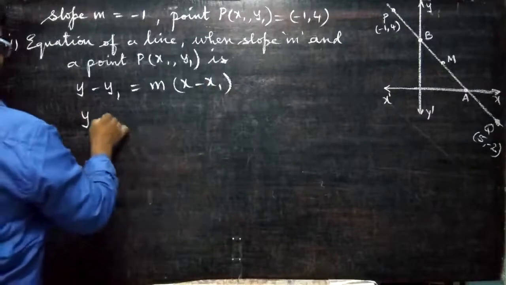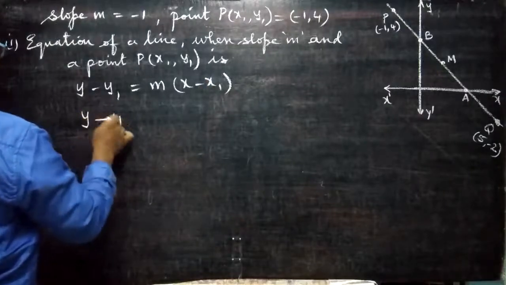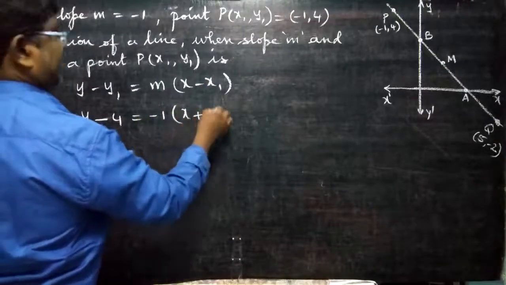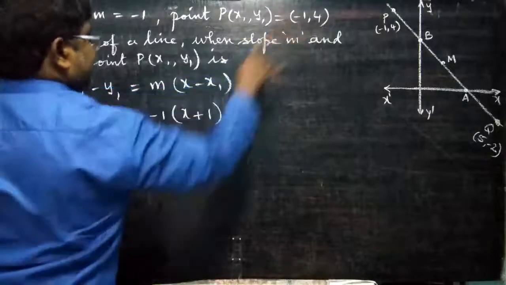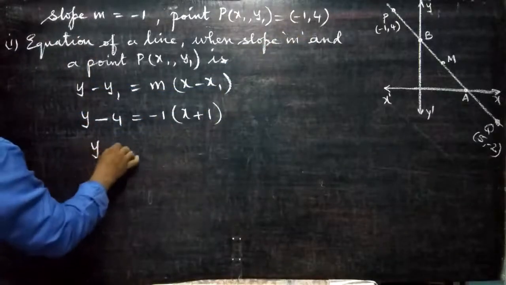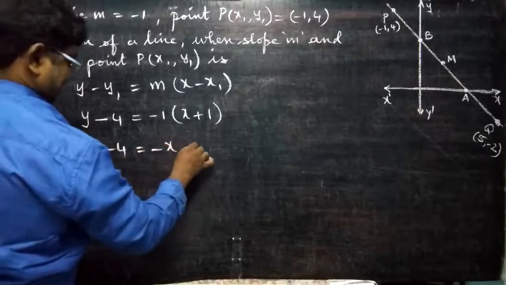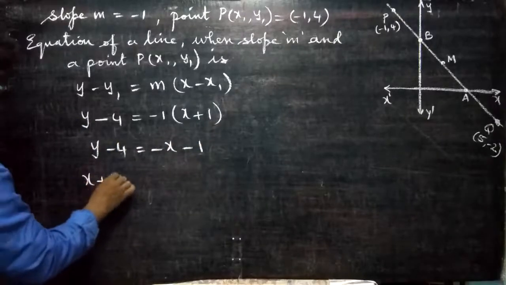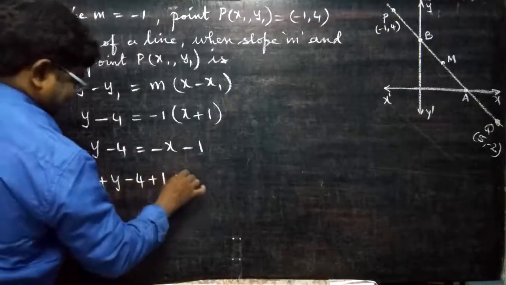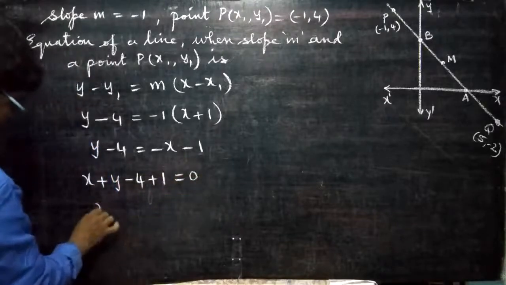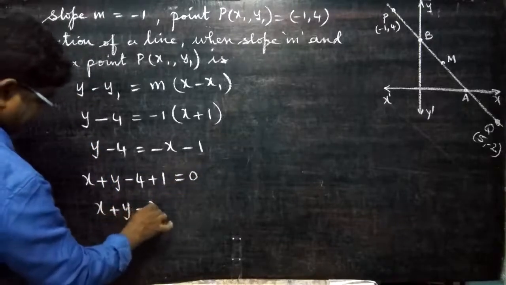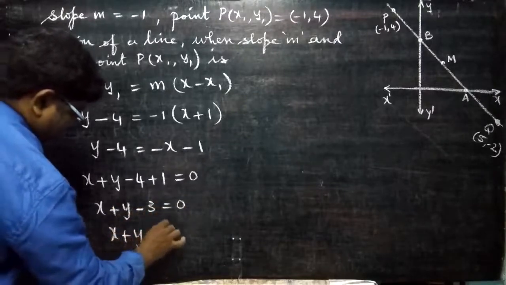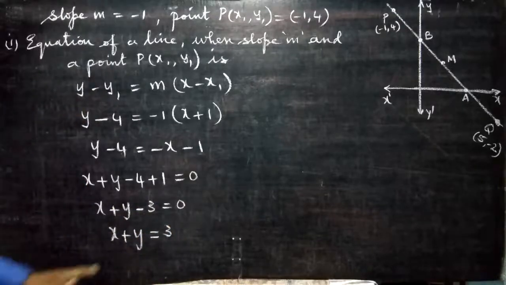y minus 4 is equal to M, which is -1, into (x plus 1), because minus into minus is plus. y minus 4 is equal to -x minus 1. Bring right hand side to left hand: x plus y minus 4 plus 1 is equal to 0. x plus y minus 3 is equal to 0, or you can write as x plus y is equal to 3. Now coming to the problem.